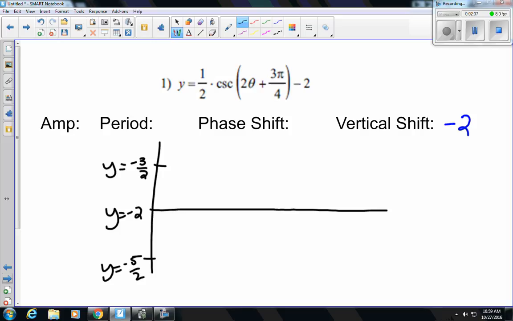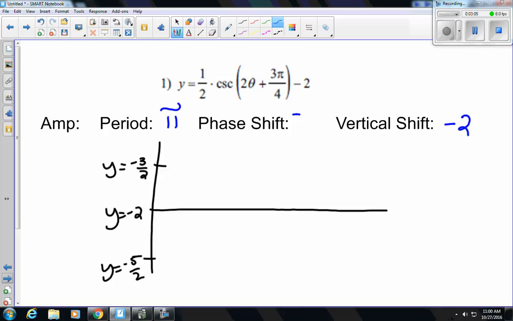All right, period is still the same. Because we're using sine and cosine to actually graph these, we can still use the fact that the period is 2 pi. So 2 pi over 2, because 2 is b, and so that gives me a period of pi. All right, my phase shift is positive or negative? Negative. It's the opposite of the argument.